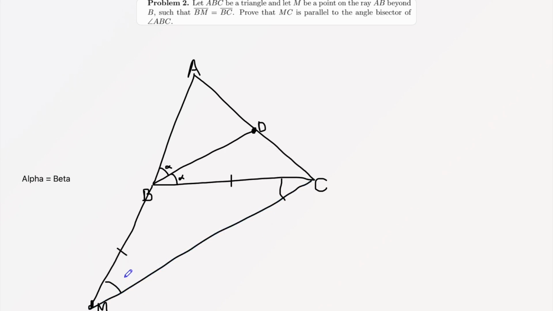Now one thing you can notice is with this angle here, triangle ABD has angle A and alpha. Triangle AMC has angle A and alpha. Therefore, they're similar to each other. So now we can write, actually we don't need alpha equals beta now. We can also write that triangle ABD is similar to triangle AMC.